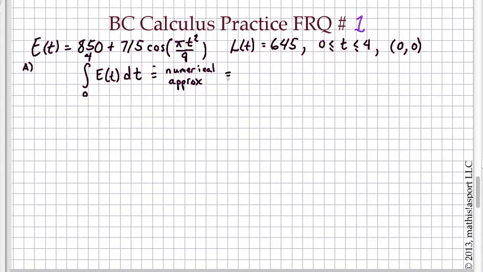And we get 3981.02246. The question asks for rounded to the nearest gallon, and so that's 3,981 gallons. Let's go on to B.